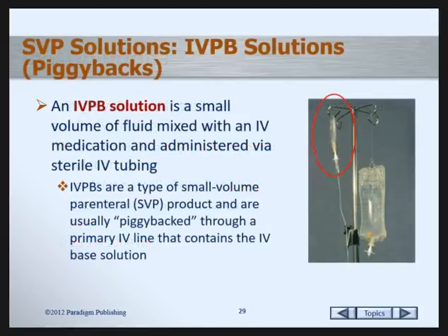Small volume solutions are known as IVPB solutions or piggybacks. An IV piggyback solution is a small volume of fluid mixed with an IV medication and administered via sterile IV tubing. Piggybacks are the type of small volume parenteral or SVP product that are usually piggybacked through a primary IV line that contains the IV-based solution. In the photo on the right, there's a picture of a piggyback that's riding on the maintenance or large volume parenteral.